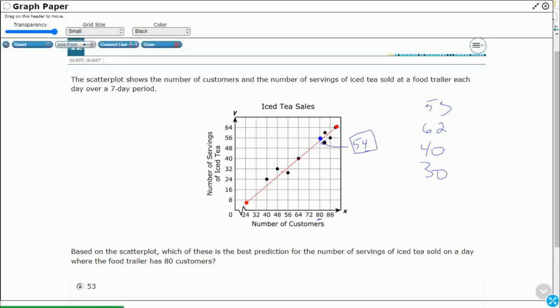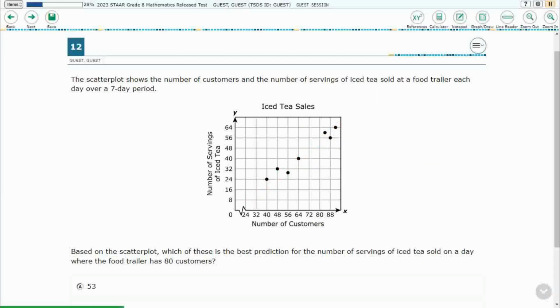That 62 is going to be way up there. 40 is going to be right around there, and 30 is going to be a little bit above that line. So nothing really fits except for that 54, which they're calling a 53. So that is my answer A.